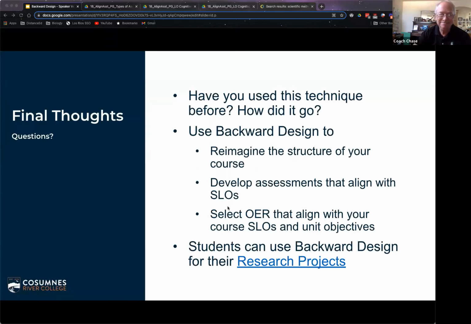Yeah, no problem. Okay, so the last thing that I want to mention in here, as far as the use of backward design, Andy shared this with me, that the library has a guide about how students can use backward design to plan their research projects, which I think is phenomenal. So if you have already accessed this presentation, you can get right to that link. I'm going to stop my share right now so that I can share the link with you in the chat.